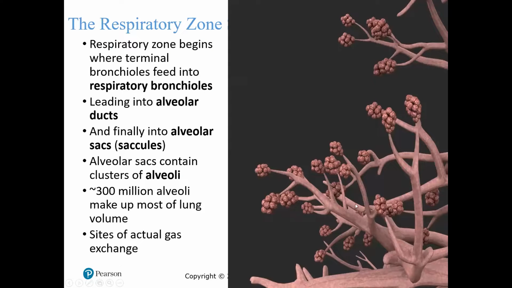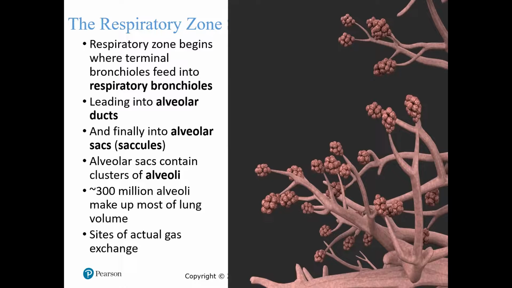And then we get down into the respiratory zone. The terminal bronchioles, 1/2 millimeter in size, become the respiratory bronchioles that lead into the alveolar ducts, and our alveoli form sacs. They look like clusters of grapes the way they're attached here.